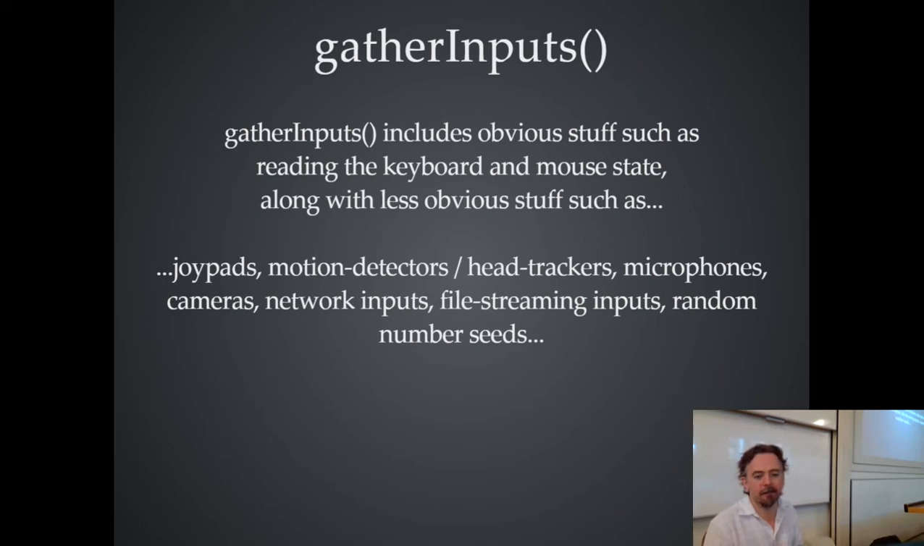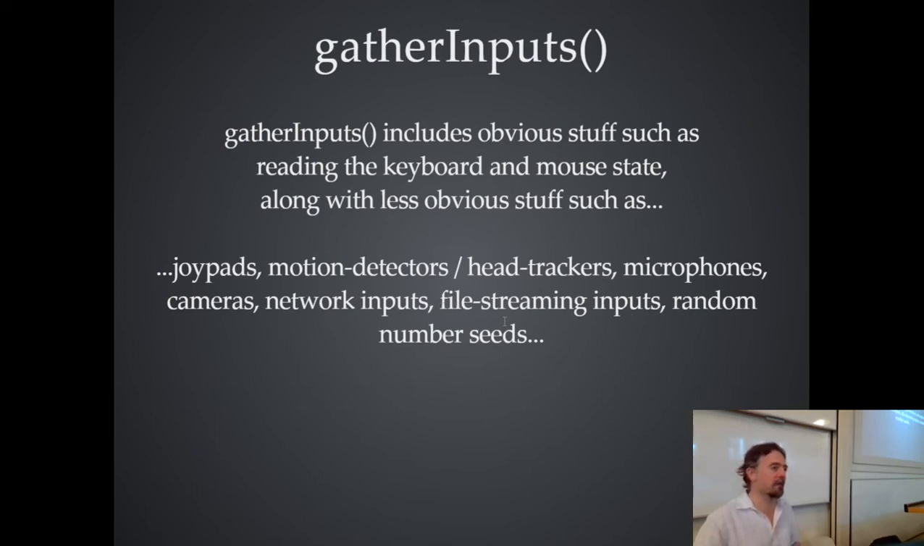If you're doing VR, then one of your inputs would be the position of your headset. The headsets track their position and orientation in space, and you need to know that because it might affect the game logic, and it will certainly affect the rendering. So those are other things you need to gather at some point. Other things include microphones, cameras if you're using them, and stuff over the network.